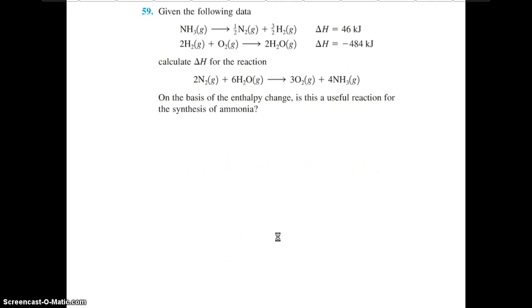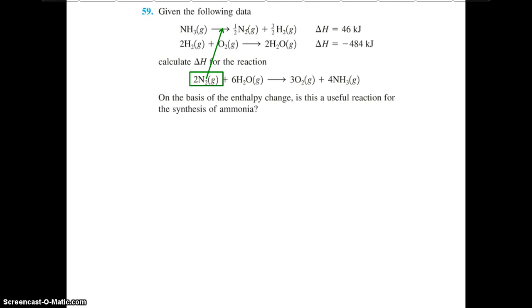I want to give you the following reactions and have you calculate delta H for this reaction right here, 2N2 plus 6H2O makes 3O2 plus 4NH3. So we're going to employ the same strategies we used a minute ago. We're going to start with N2, and we're going to find N2 up here. Oh look, I found N2 in reaction number 1. I need 2 of them. That's only a half. So I need to multiply it by 4.